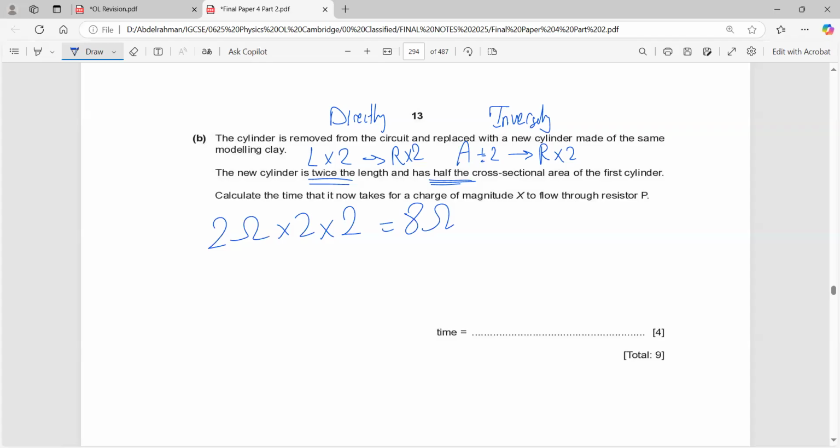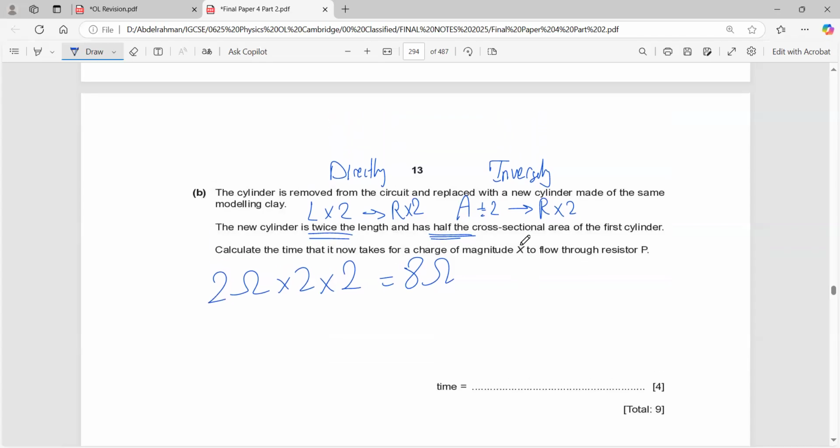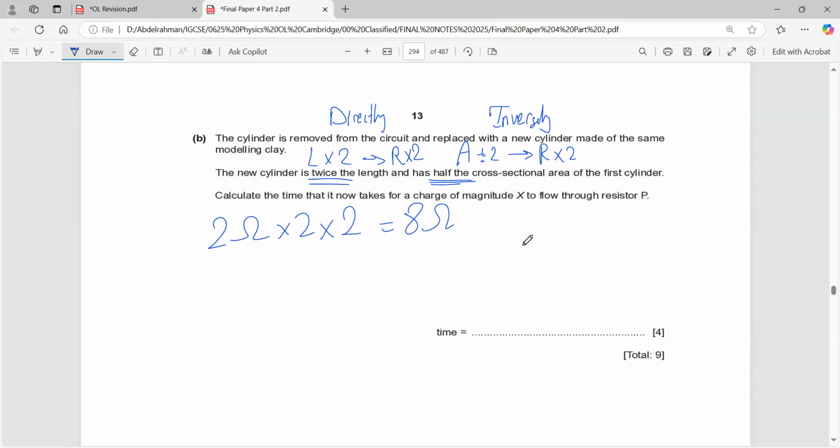What should I do? How can I find the time? Well, if you have the resistance 8 ohms. Mister, now I have no idea what to do. If the resistance is now 8 ohms, can I find the new current? Oh, I can find the new current. Why? Because I equals V over R.